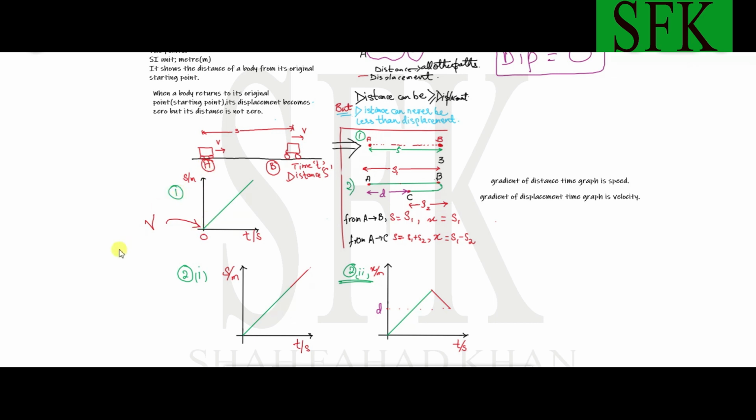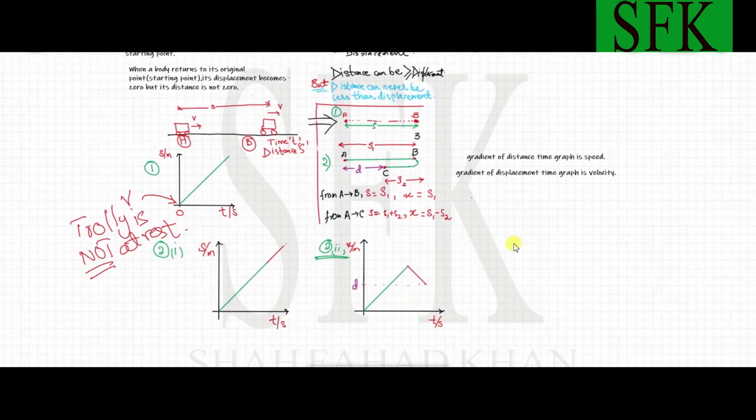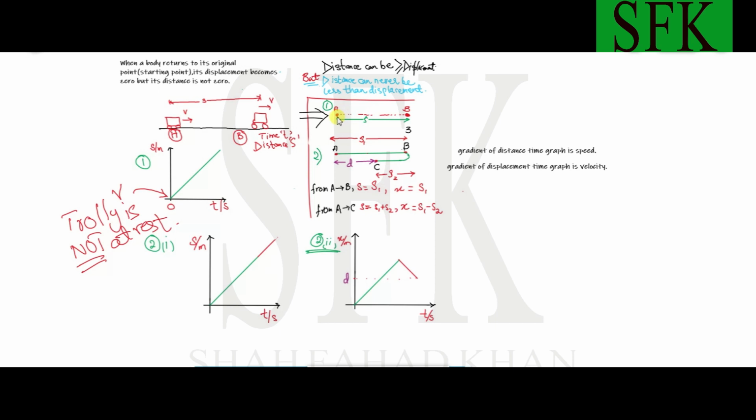The trolley is not at rest, because the gradient of the graph is not 0 at the point 0. Okay, now let's move forward. In between the 2 points A and B, in this first case, the trolley moved a distance s in time t, so this was its graph with a constant gradient because of the constant velocity. After the time t, it covered a distance s.